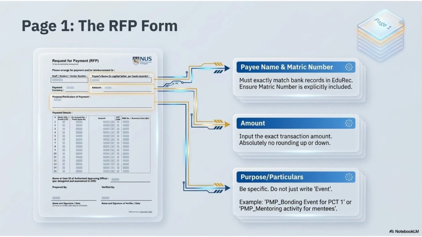It all kicks off with page 1, the RFP form itself. And guys, this page demands flawless execution. First off, your payee name must perfectly match your bank records in EduRec, and you've got to explicitly include your matriculation number. Second, input the exact transaction amount. No rounding up or down, none of that. Finally, the purpose of payment has to be highly specific. Don't just vaguely write event. Write exactly what it was, like mentoring activity for mentees. Specificity prevents delays, for sure.